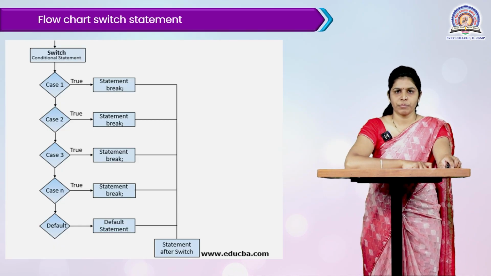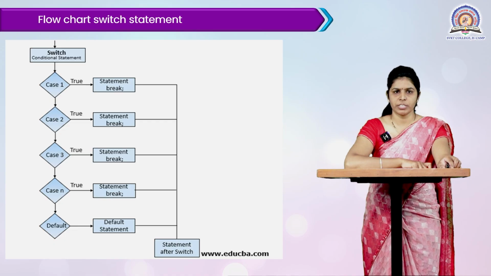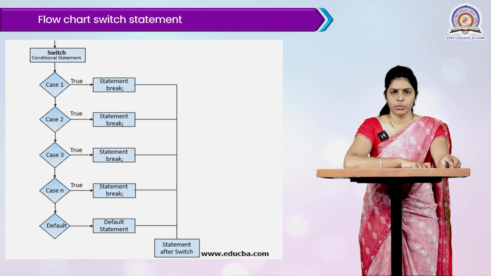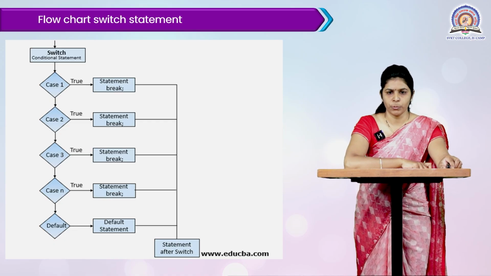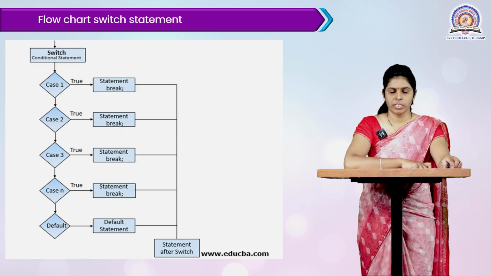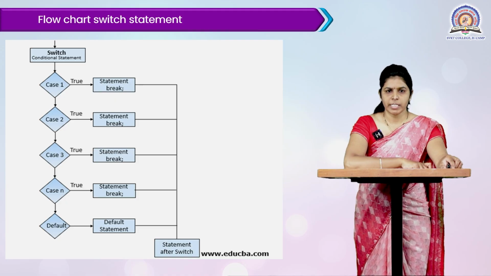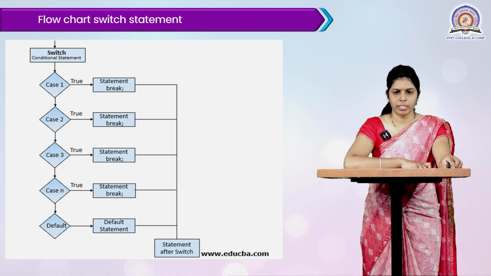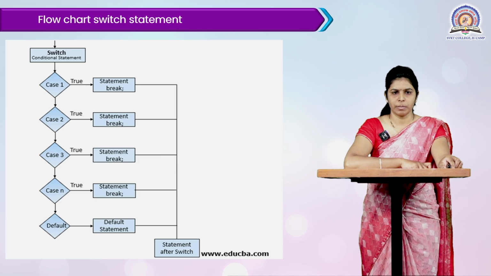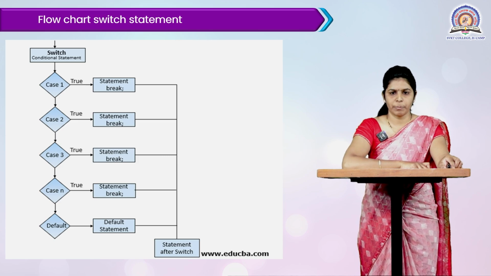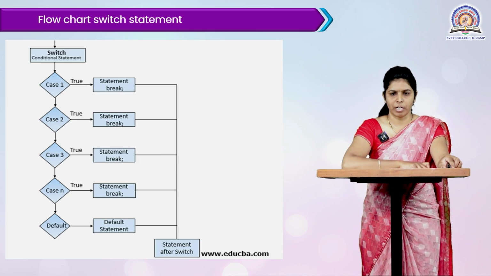Flow chart of a switch statement. First, the switch conditional statement. If case 1 is true, the statement executes, then break, and then the statement after the switch. If case 2 is true, the statement executes, break, then the statement after the switch. If case 3 is true, the statement executes, break, then the statement after the switch. By default, the default statement executes and then the statement after the switch.